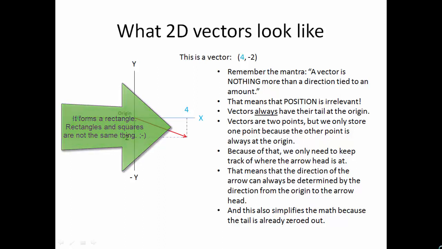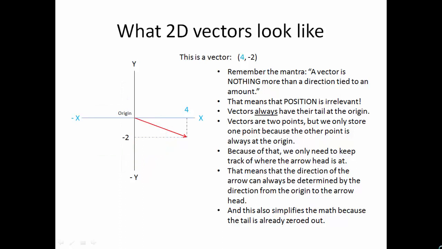Remember the mantra: a vector is nothing more than a direction tied to an amount. That means position is entirely irrelevant. Vectors always have their tail at the origin, or all the vectors that we're ever going to use in game programming do anyway. Theoretically, the vector can be anywhere, which means it doesn't have to have its tail at the origin. But then the math becomes more complex, and you still end up basically having to bring it back to the origin to do math on it anyway.